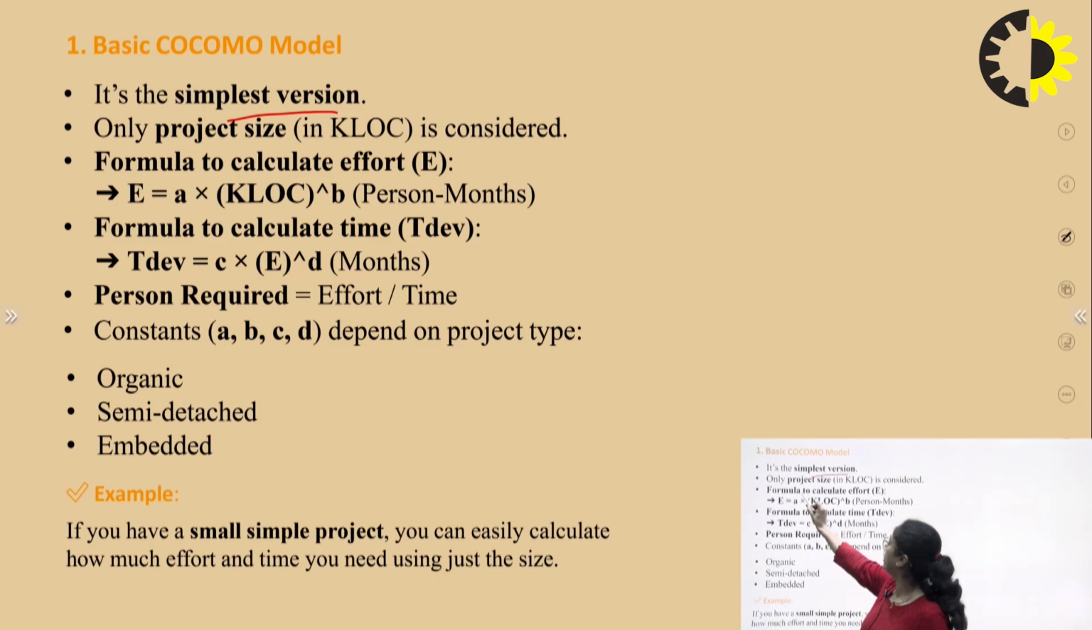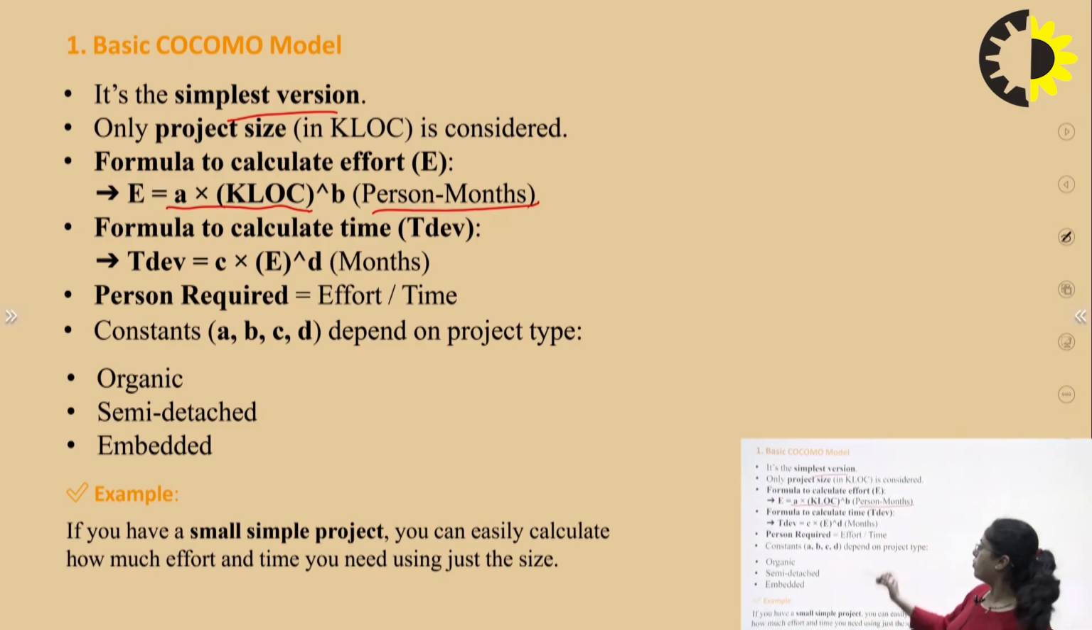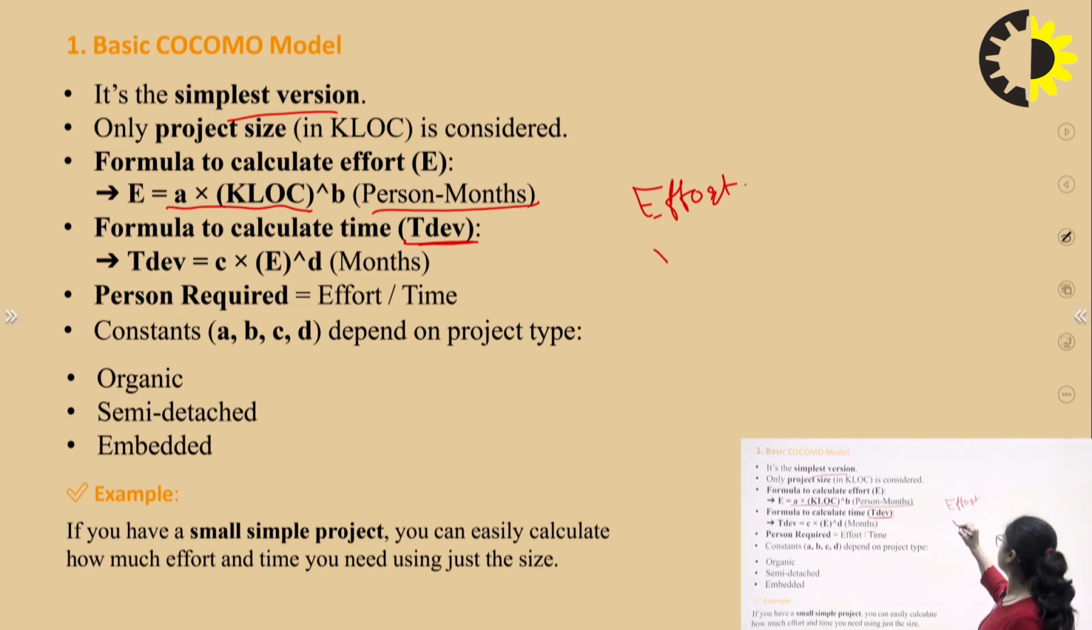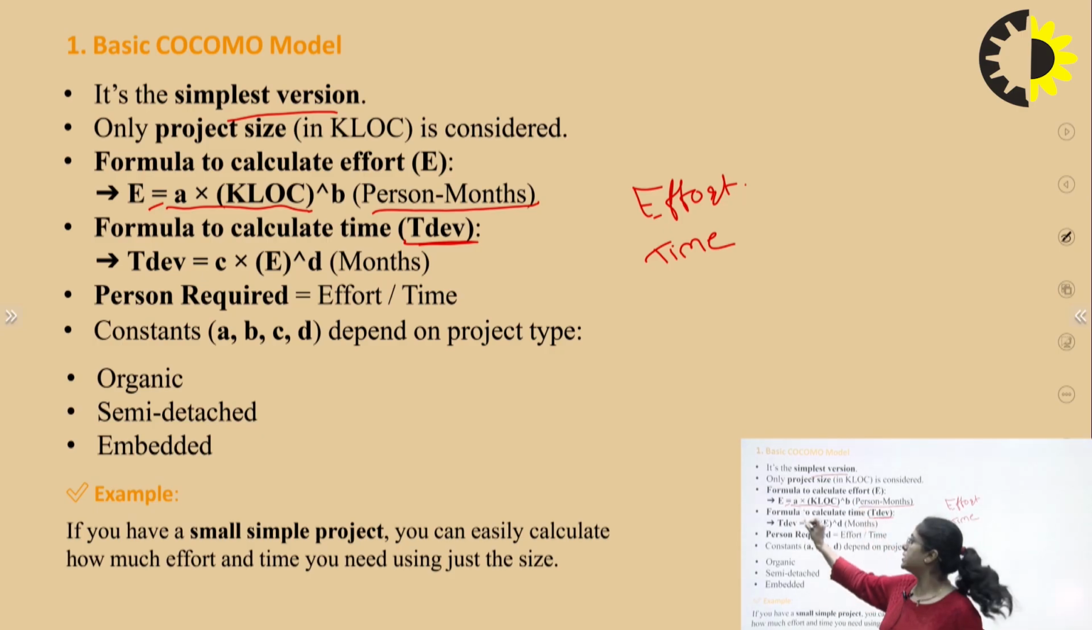To calculate the effort, the formula is E equals A into KLOC to the power B, measured in person-months. Here we are calculating first the effort and second the time. A and B are constants whose values are given in the table on the next slide. Next, the formula to calculate the time.